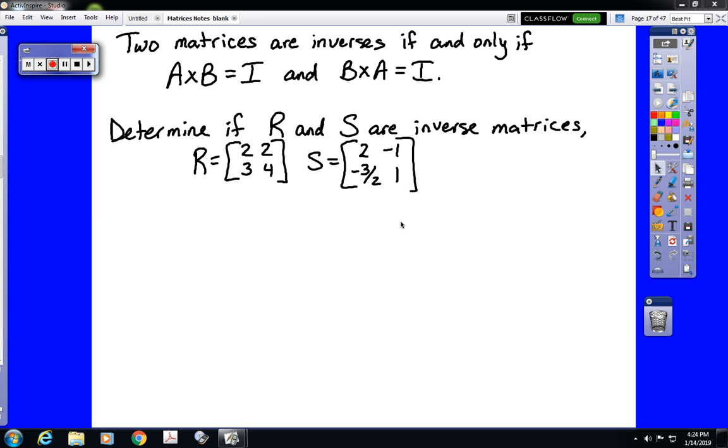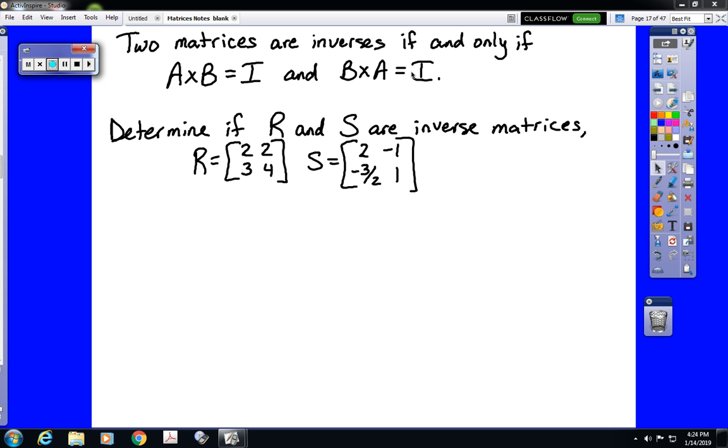Okay, this is part 2 of the video for the section entitled the Identity and Inverse Matrices. We are looking at these two matrices, R and S, and we're being asked the question, are these two matrices inverse matrices? Well, in order for two matrices to be inverses, A times B has to equal the identity matrix, and B times A equals the identity matrix.